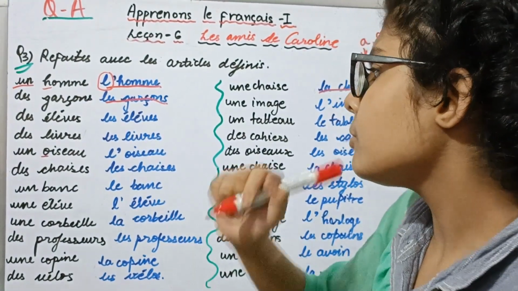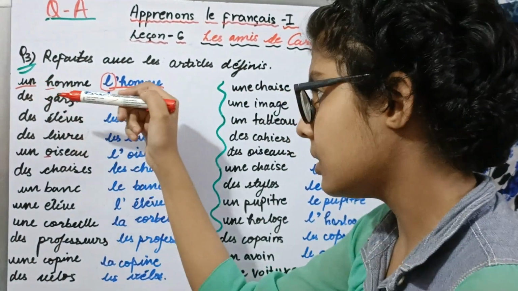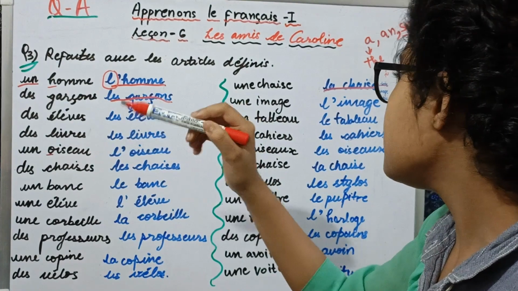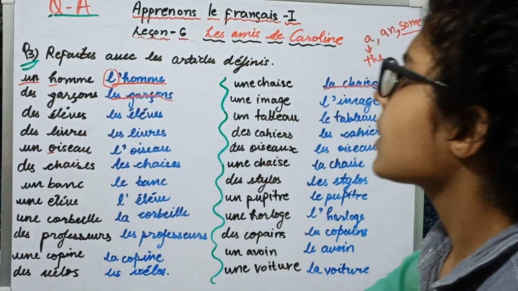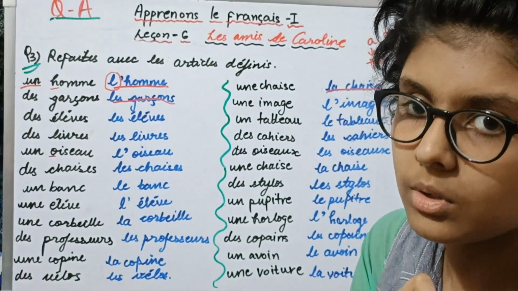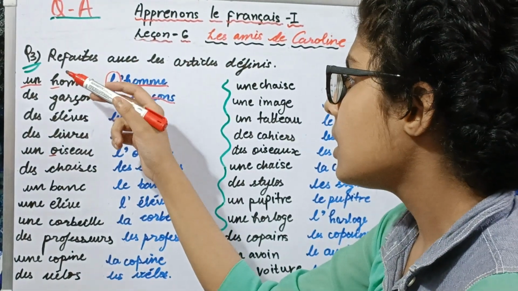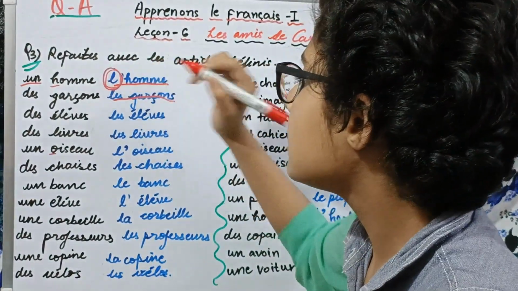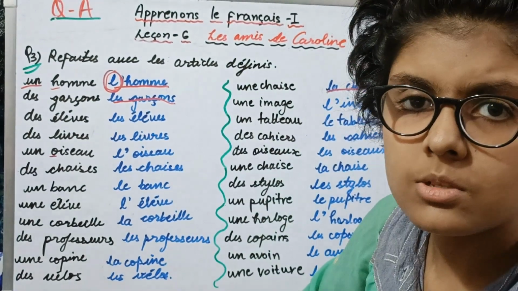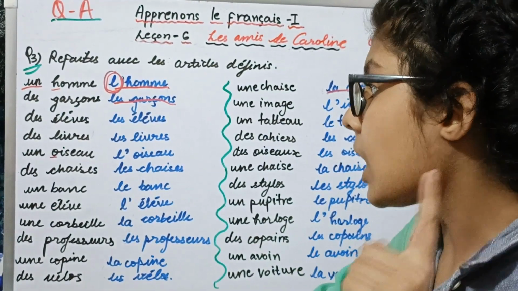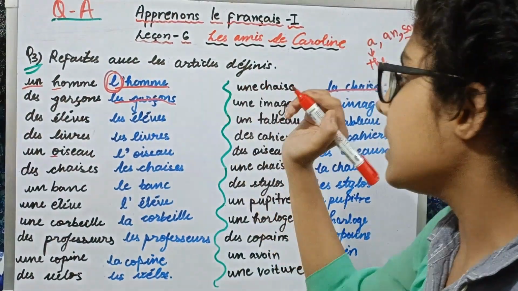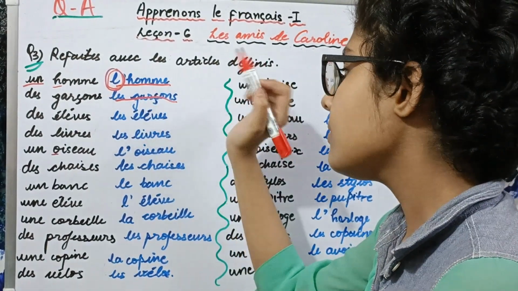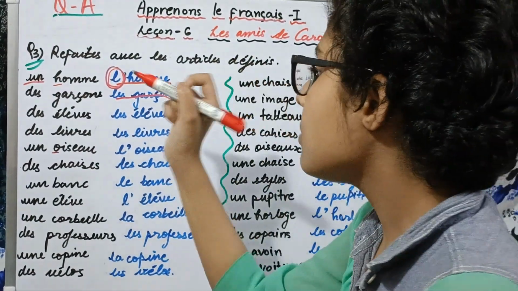But one thing we need to remember is that any word starting with un will have le, any word starting with des will be les, and any word starting with une will be la. But there is one mistake that you all made: any word starting with a vowel or silent h cannot have le or la in its definite article form. Why is that? Because only words starting with a consonant will have le and la. The words starting with a silent h or a vowel will have l apostrophe, as in the first example. So now let us read the first one.